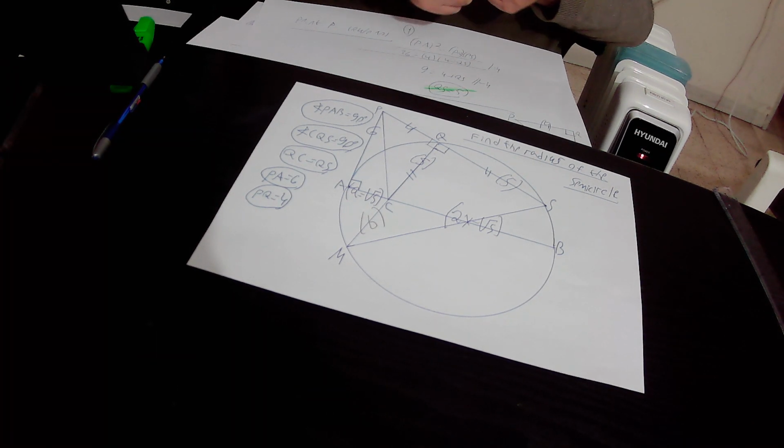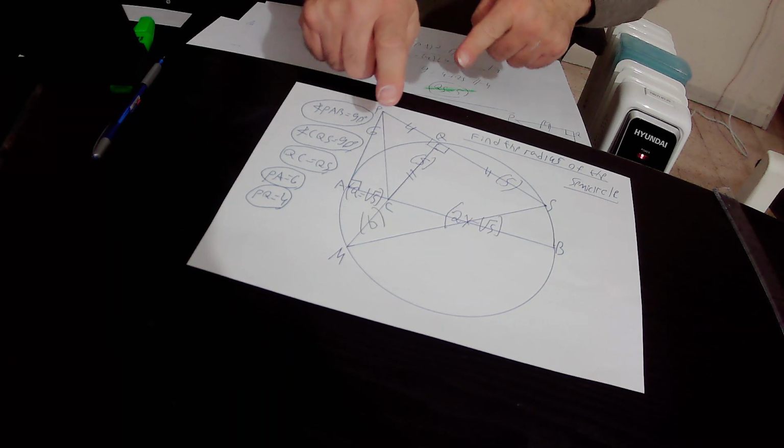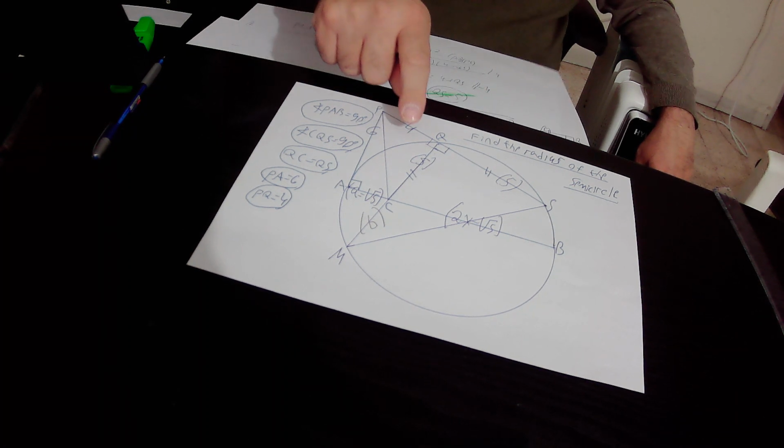And according to what is given in the question, QS equals QC, and QS equals 5, therefore QC must also be equal to 5 units in length.